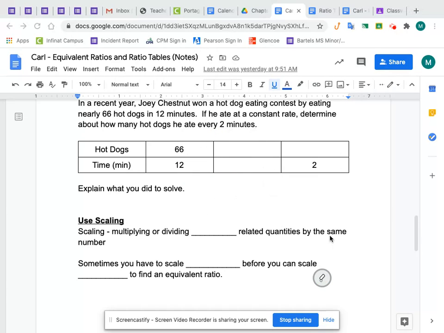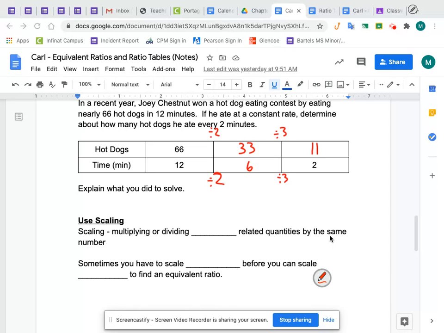Oh, but I don't want to find the answer right away. I got to make sure I can fill the whole thing in. So I'm going to divide by 2, which will give me 33 here and 6 here. Then I'm going to divide by 3 because I need to go from 6 down to 2. 33 divided by 3 is 11. So that's crazy, 11 hot dogs every 2 minutes.